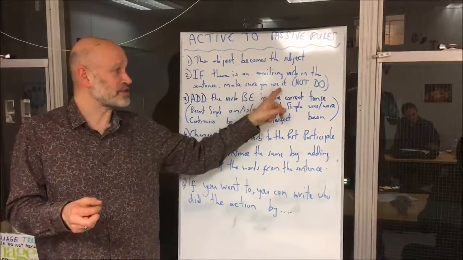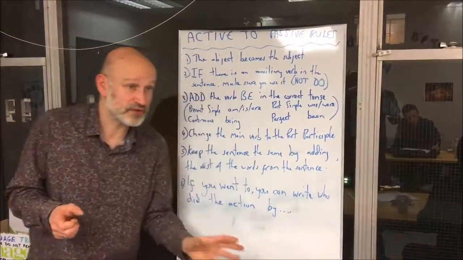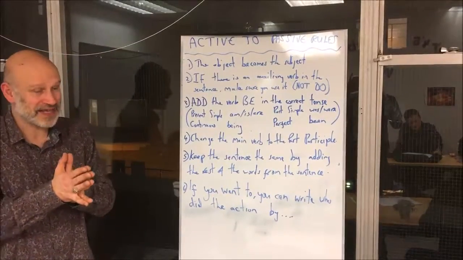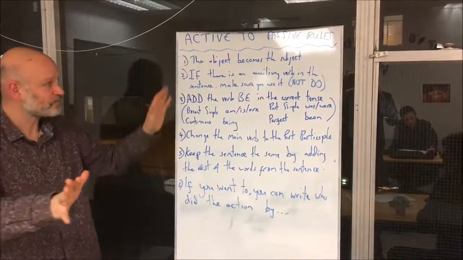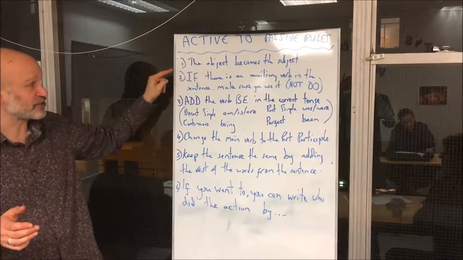But make sure you use it, but not the auxiliary verb do. We never use the auxiliary verb do in a passive sentence. Ever, never, ever, okay?